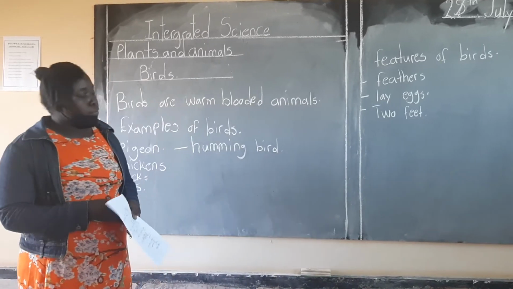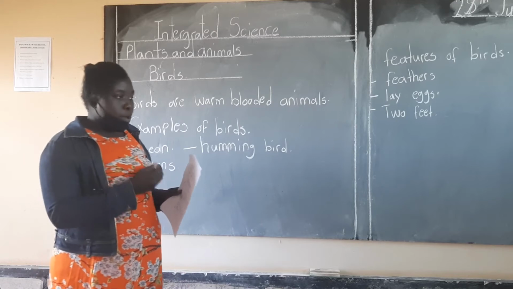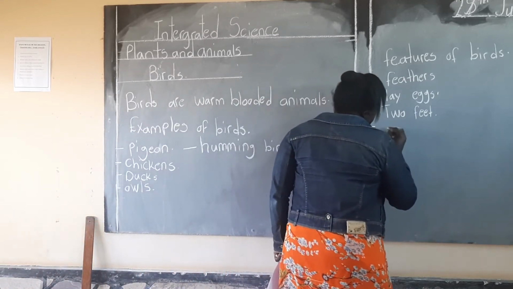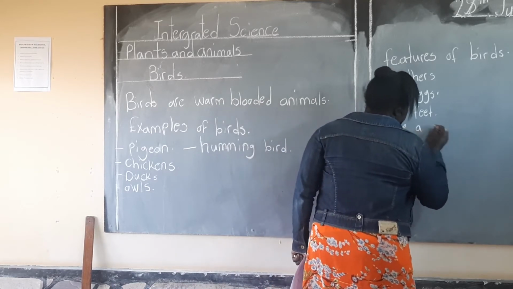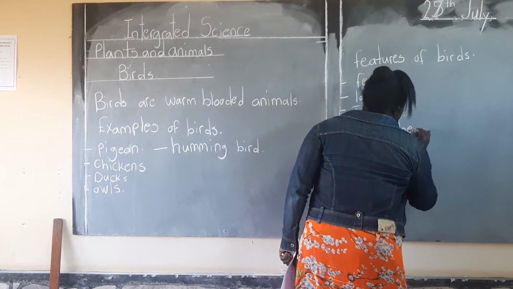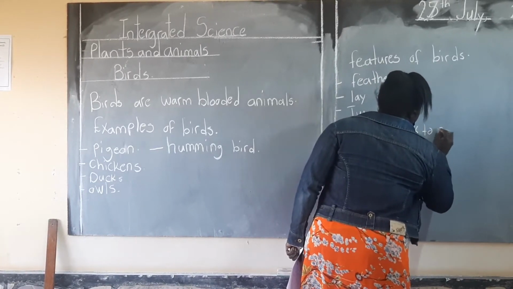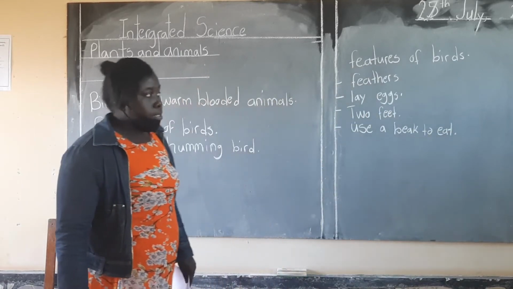Apart from walking on 2 feet, they also use a beak. Instead of a mouth, they use a beak to eat. So these are some of the characteristics of birds.